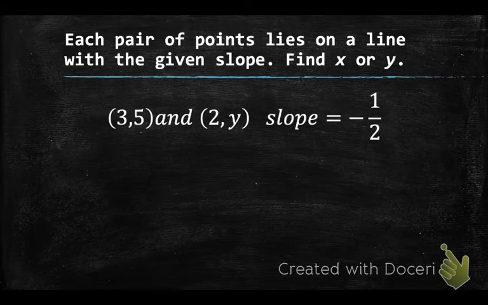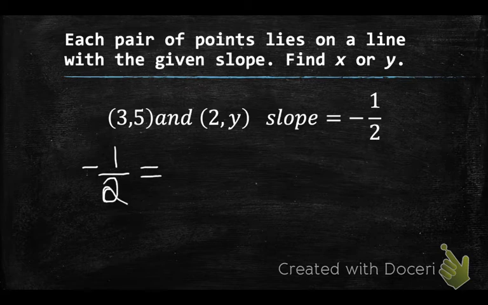Okay, you try this one, pause it, try something, and then check back in with me. All right, you should have paused, you should have tried. Okay, we would write -1/2 equals y minus 5 over 2 minus 3.